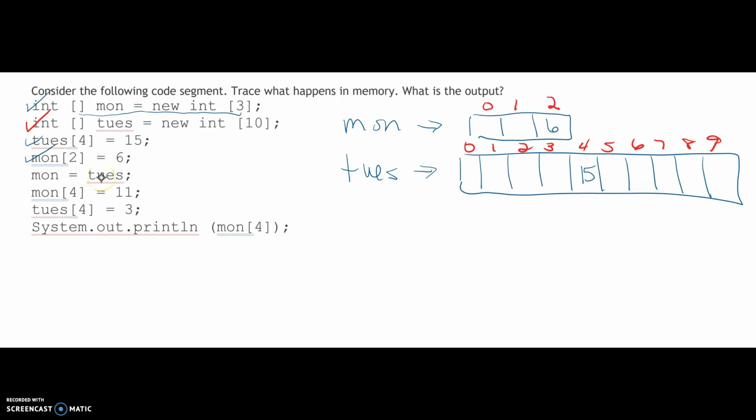Now we're taking twos and we're assigning it to mun. So what's going to happen here is, instead of mun pointing to this array that's got the 3 elements, mun is now going to point to this array. And the original mun array, lost in space.